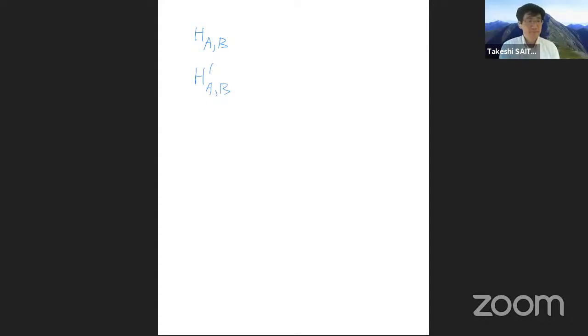New whiteboard. Okay, so I want to compare the two things. So let's just return back to the definition of height pairing, and it used H_AB, I recall, and there is this H prime AB, and we want to compare them. As Hodge structures they are not isomorphic, but the fact is that you can identify just absolutely canonically the first successive graded quotients.